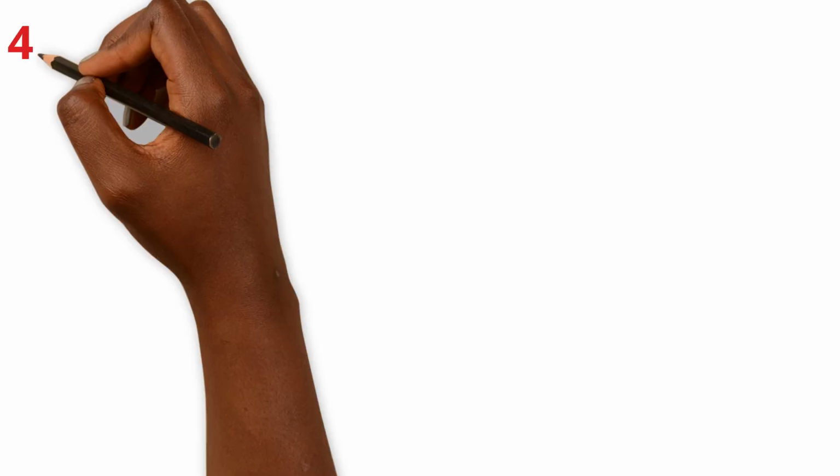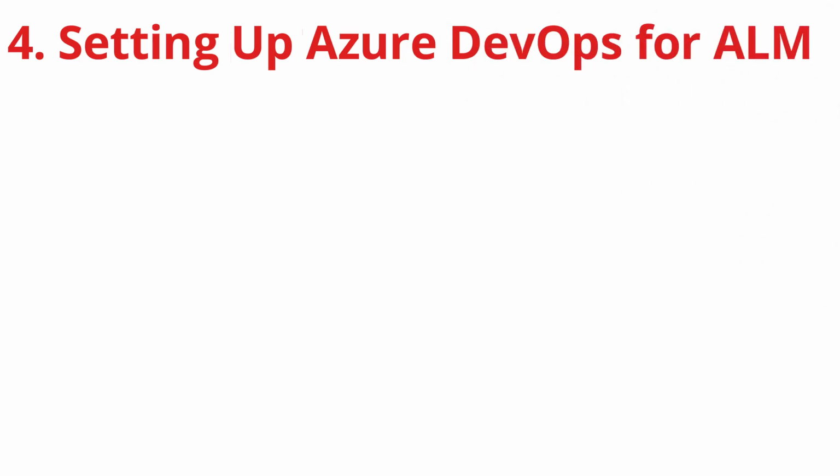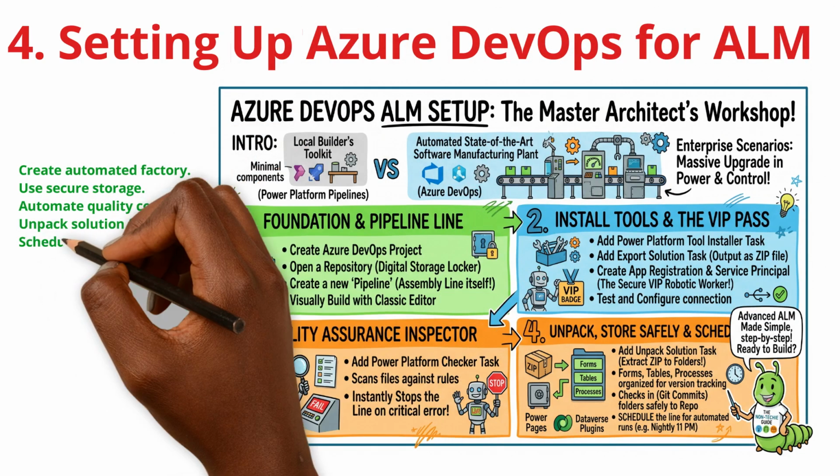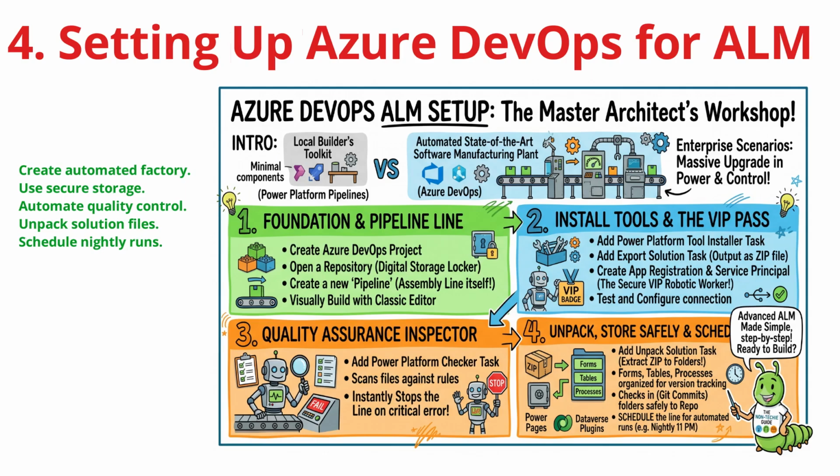Let's get started. When your project needs a massive enterprise upgrade, it is time to build a state-of-the-art software factory using Azure DevOps. First, we lay the foundation by creating a secure digital storage locker and a visual assembly line. Next, we give our robotic workers a VIP pass to securely export your work. Then, our automated inspector rigorously checks the code, instantly stopping the line if critical errors appear. Finally, we unpack the files for perfect version tracking and schedule the whole factory to run automatically while you sleep.